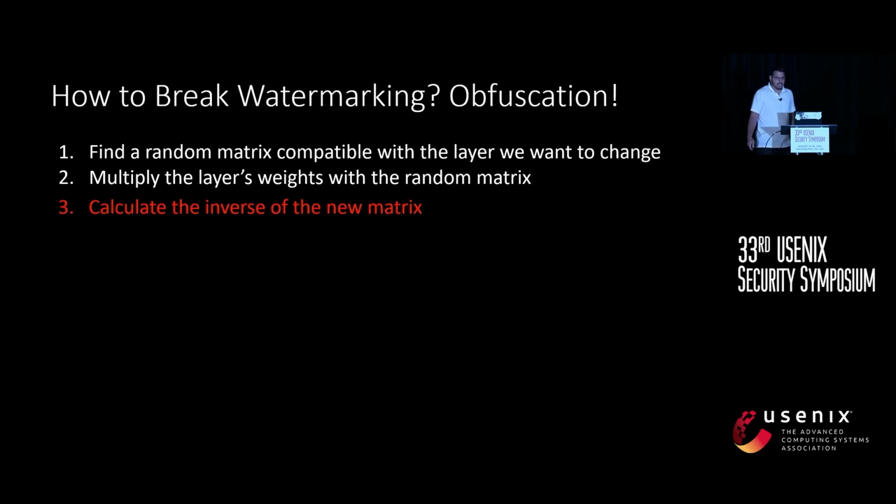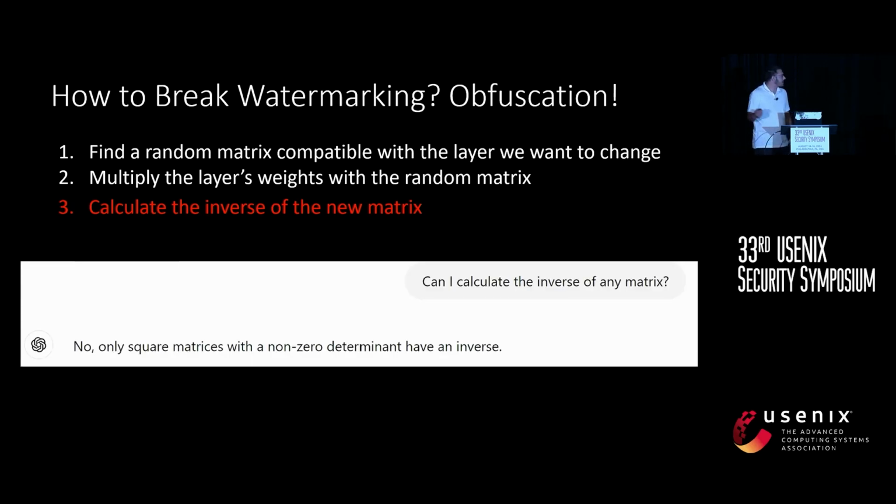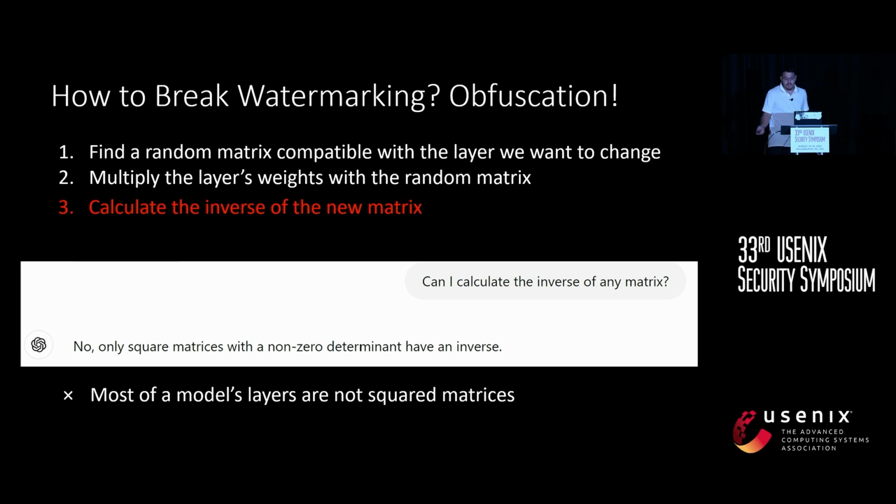But is calculating the inverse of the new matrix that easy? Let's ask ChatGPT. Can I calculate the inverse of any matrix? No. Only square matrices with a non-zero determinant have an inverse. Sadly, most of the model layers are non-square matrices. Now, it may come as a surprise, but ChatGPT is lying. It is possible to calculate the inverse of a rectangular matrix.